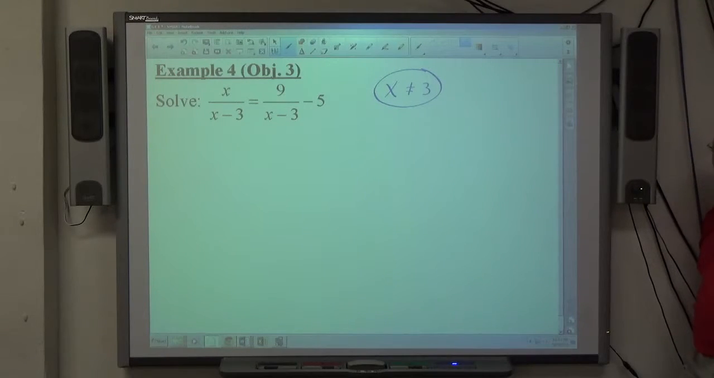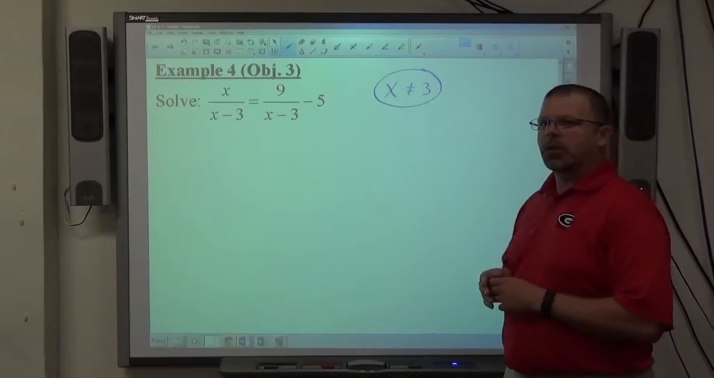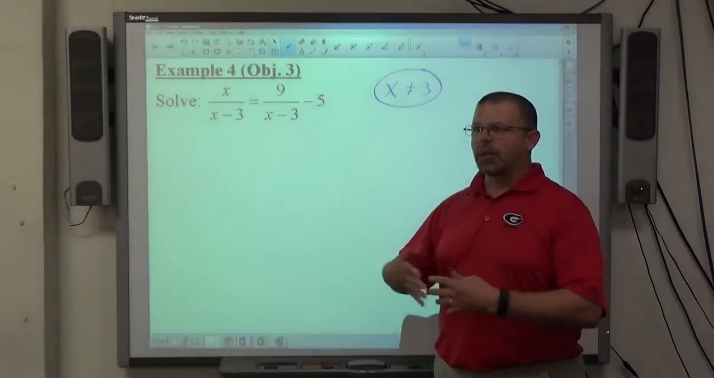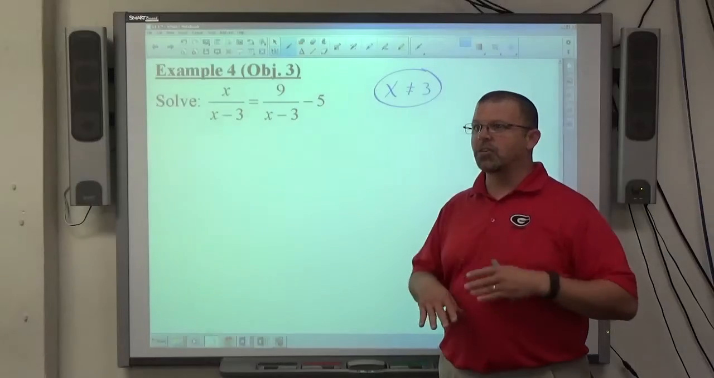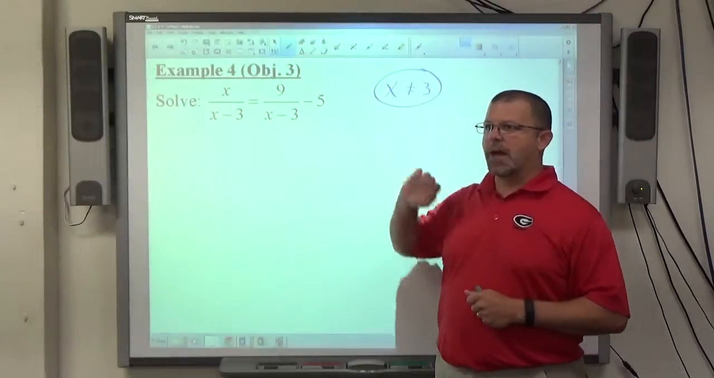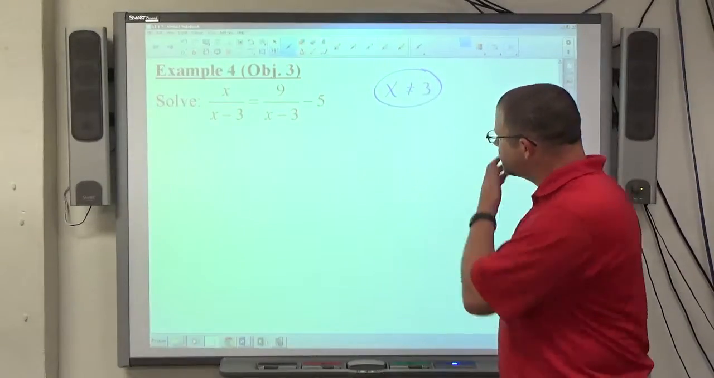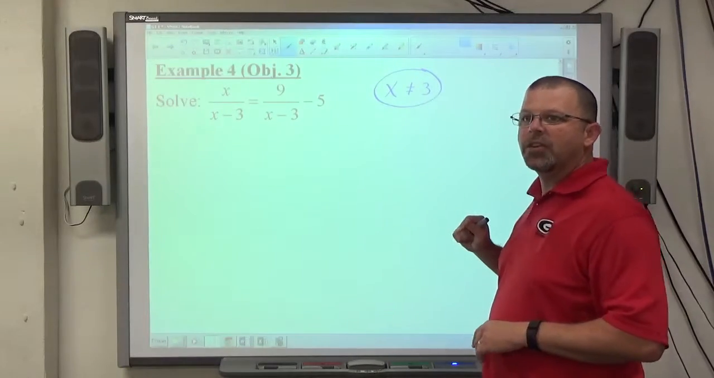Because the original problem has fractions in it. If x equals 3, we're dividing by 0. Division by 0 is a mathematically impossible thing. You're not allowed to do it. So we have to throw out that answer. My goal here is to get rid of the fractions in the problem. And once I get rid of the fractions, that whole division by 0 is not there anymore. But the original problem had it, so I have to throw that out. It's called an excluded value, in case you're interested.